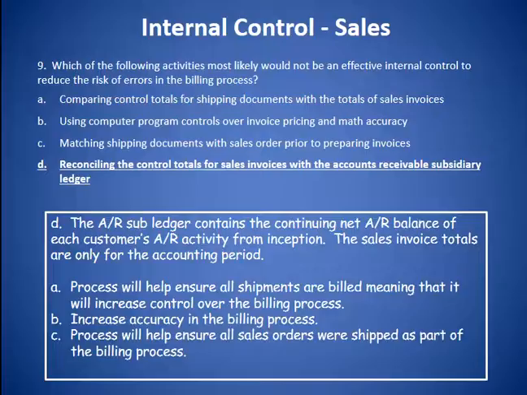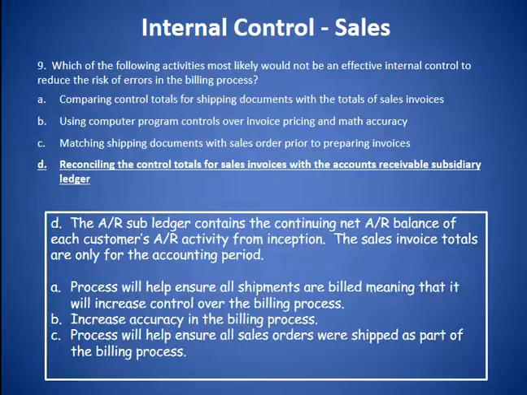B, using computer program controls over invoice pricing and math accuracy. If we're going to use computer controls to help improve invoice processing and verify math accuracy, that's going to increase the accuracy in the billing process. In C, basically matching shipping documents with the sales order prior to preparing invoices. And again, that process is going to help ensure all sales orders were shipped as part of the billing process. So items A, B, and C will actually reduce the risk of errors in the billing process.